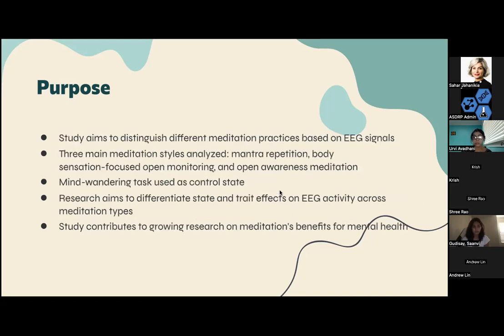The study focuses on 3 different meditation practices represented all around the world: mantra repetition, open monitoring meditation focused on body sensations, and open awareness meditation. The study includes an instructed mind-wandering task used as a control mental state. The research aims to determine whether there are differences in EEG activity between the different types of meditation and whether these differences can be attributed to state or trait effects. Overall, this paper is what allowed us to further investigate how different kinds of meditation can make an impact on EEG activity and the brain. With our own discoveries, we aim to contribute to the growing body of research in this area, leading to a better understanding of the effects of meditation for mental health and well-being.